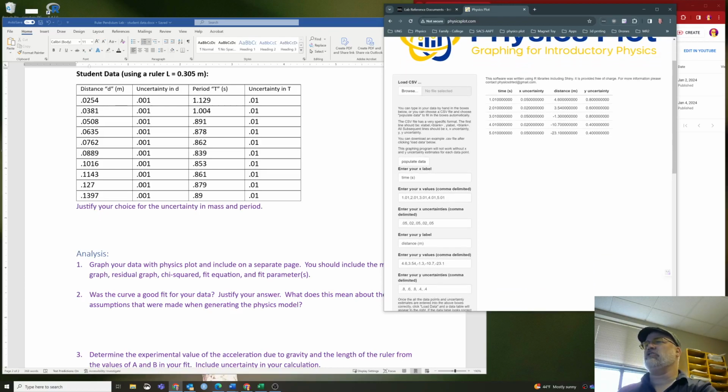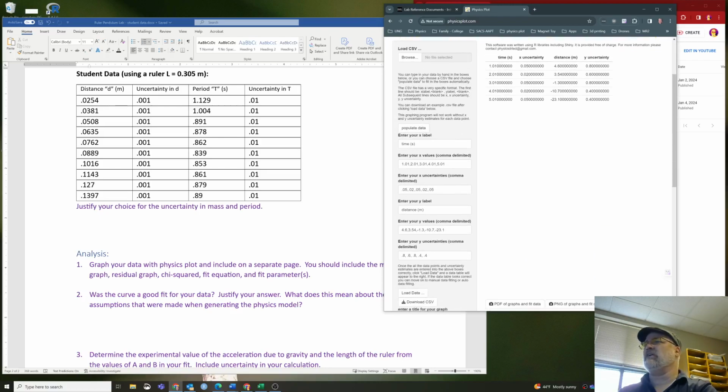So the first thing you're going to do is just put in your data. We can give a label for the x-axis. So in this case, x is going to be our distance. And we've measured that in meters, so I'm going to put the units after it. And then we put in our x values, 0.0254, comma, 0.0381, comma, 0.0508. That's getting really tedious. Let me just put in the first three for now. 0.001, comma, 0.001, comma, 0.001.